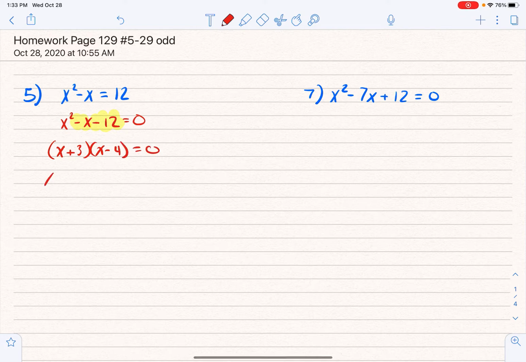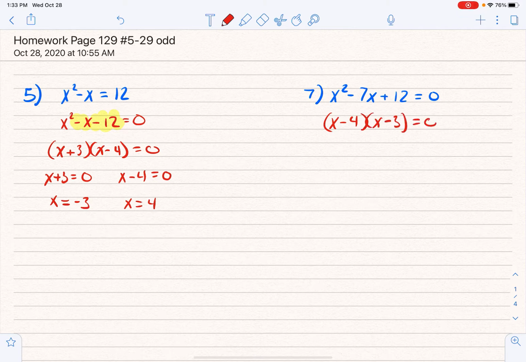Okay, and then I can split that and say that x plus 3 must equal 0, so therefore x would be equal to negative 3, and x minus 4 is equal to 0, so therefore x would have to be 4. Okay, number 7, this one, I'm looking for factors of positive 12 that sum to negative 7, and so that would be negative 4 and negative 3. Okay, equals 0, and so then I would know that x minus 4 is equal to 0, so therefore x would have to be 4, or x minus 3 is equal to 0, and x would be 3. There you go.